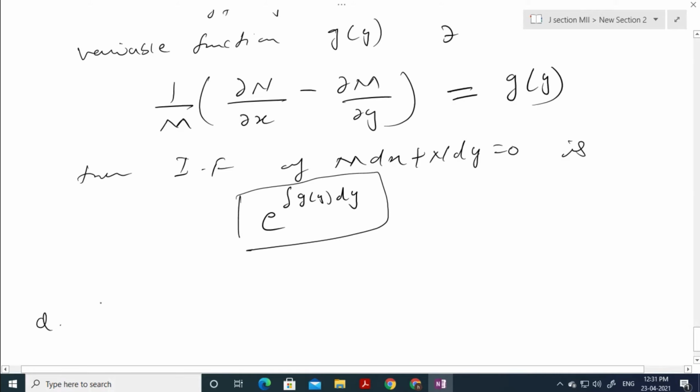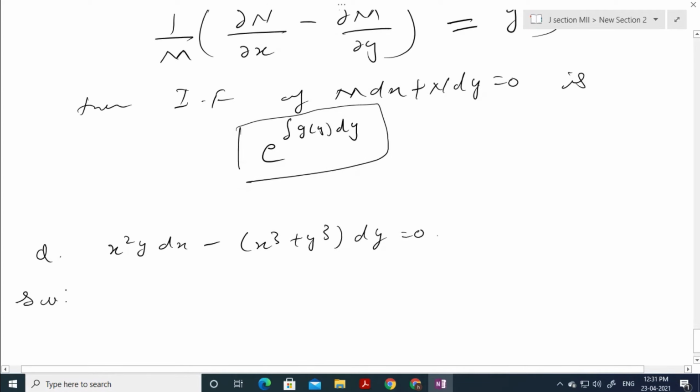One problem I'll do from each. Suppose the question is x square y dx minus (x cube plus y cube) dy equal to 0. What you have to do? It is in the form of M dx plus N dy equal to 0. I'm writing each and every step, but you also should write, even if I don't, the same thing in the next question.